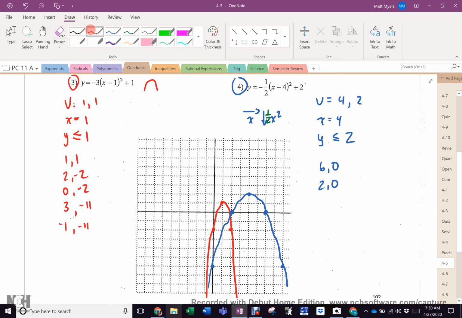So the thing you got to take away from this is as A gets bigger, the parabola gets skinnier. But when A is between 0 and 1, the parabola actually widens out.